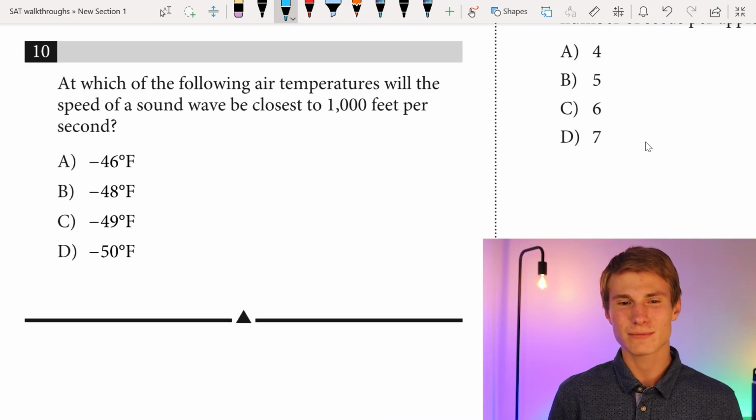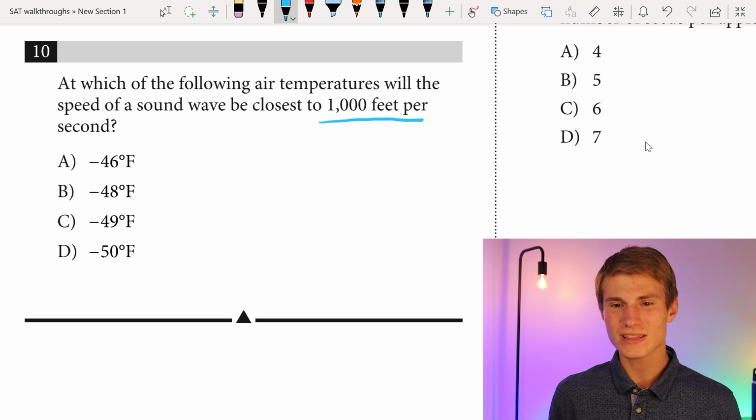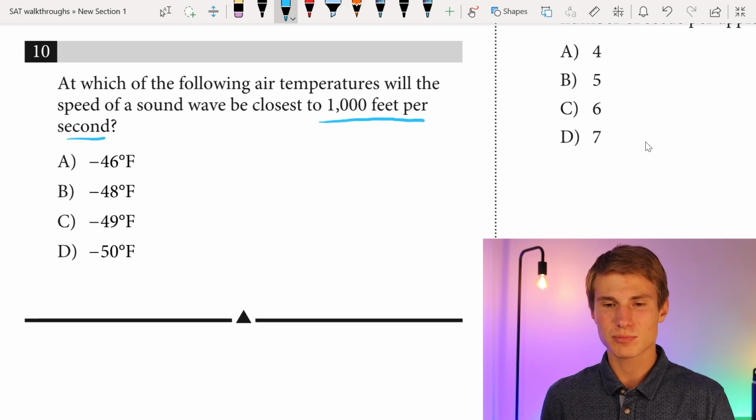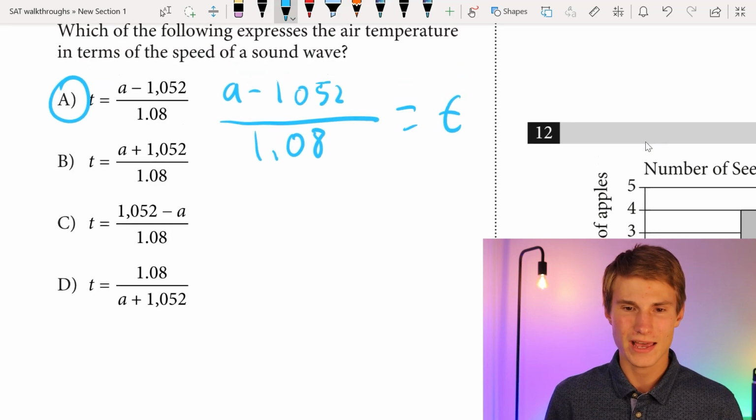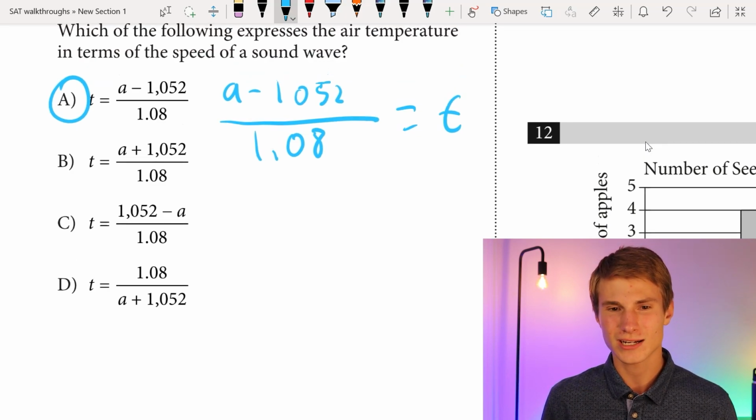At which of the following air temperatures will the speed of a sound wave be closest to 1,000 feet per second? Well, all we have to do is plug in 1,000 feet per second for our speed. We know our speeds are represented by A, so we're going to use our equation from 9 because that's going to cut down on the number of steps we have to take. So we plug in 1,000 for A.